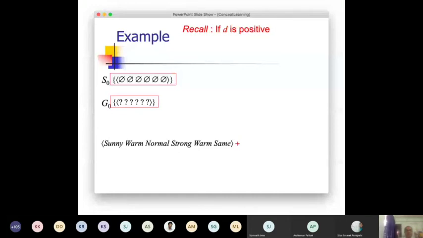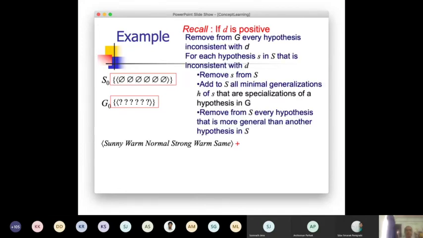Because you will find this is not accepting. You find this is accepted by G naught, so you are not doing anything there. But you find this is not accepted by S naught. So what you do is remove from G every hypothesis inconsistent with D. That is not required here. This is a step, remove from G.